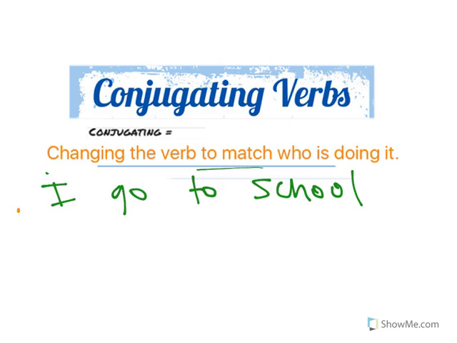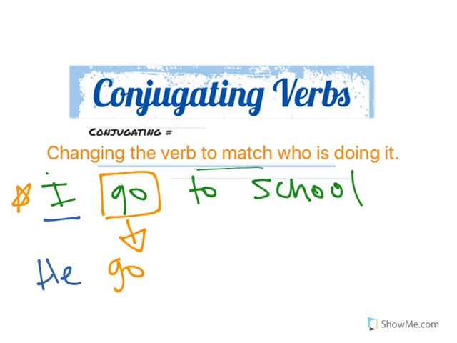What's the verb in this sentence? Well, the verb is go, the action. Well, what about if we change I to he? Can we use go here? He go? No, absolutely not. Does not work. The verb needs to change. Goes. He goes. That makes sense.